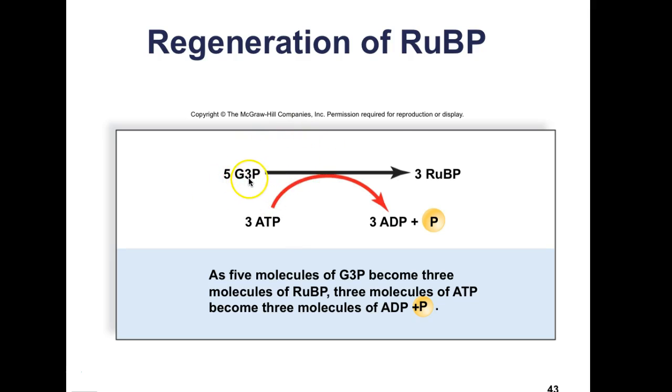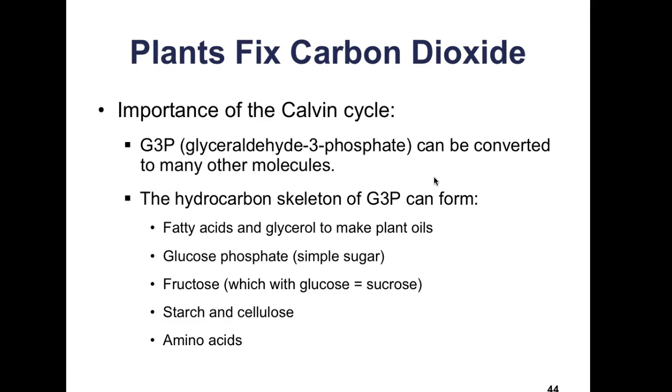So here you're going from 3, and here you're having 5. So it does balance out with the number of carbons. We have 5, 3 carbon molecules of G3P. Over here we have 3, 5 carbon molecules of RuBP. So plants fix CO2.